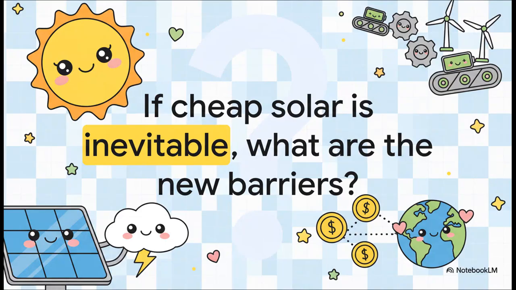Which leaves us with a final big picture idea to think about for your test and just in general. If cheap solar is pretty much inevitable, then the whole conversation changes. The big questions aren't if we should transition anymore, but how we manage it. We need to start focusing on the next set of problems like keeping our grids stable, making sure everyone has access to financing, and managing the supply chains for all this new tech.